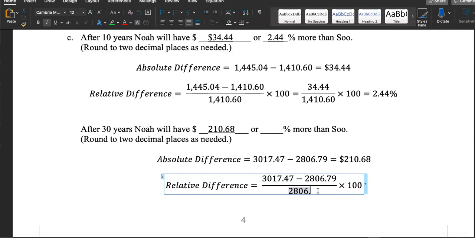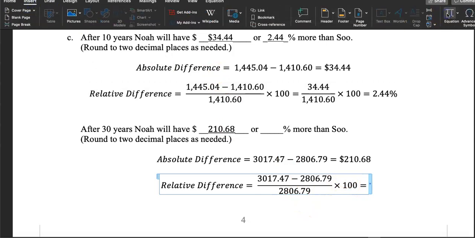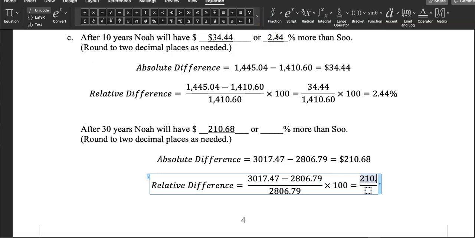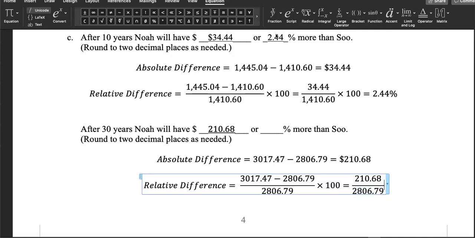Is that the right way of saying it? I just always do it as the relative difference or relative change. I divide by what I subtract. All right, so if I do that, the numerator we already subtracted, didn't we? We got $210.68. And I'm going to divide that amount by 2,806.79. And then we're going to multiply that by 100.